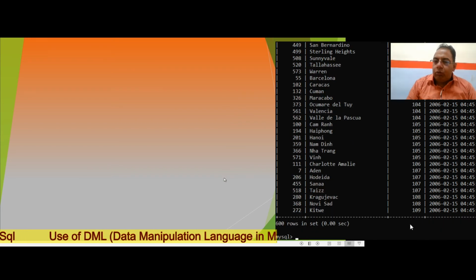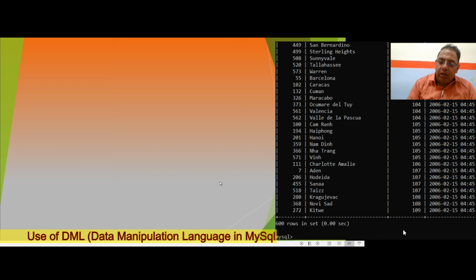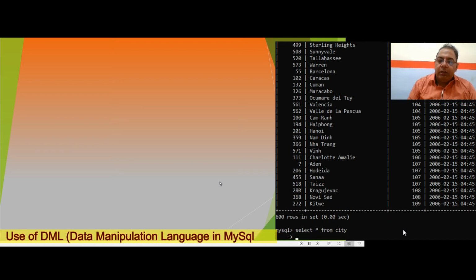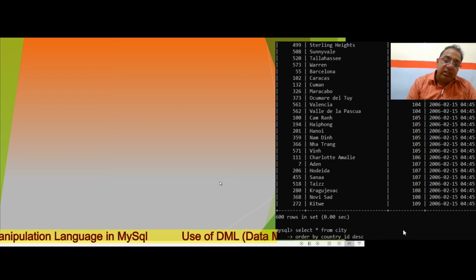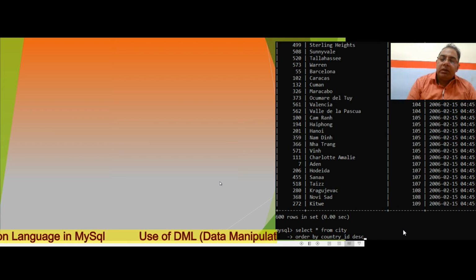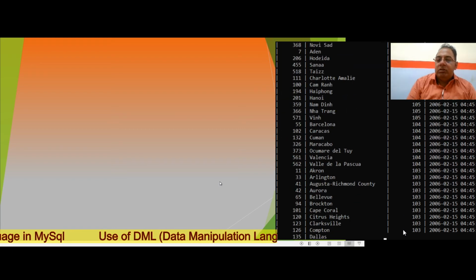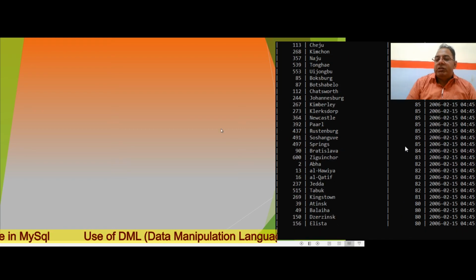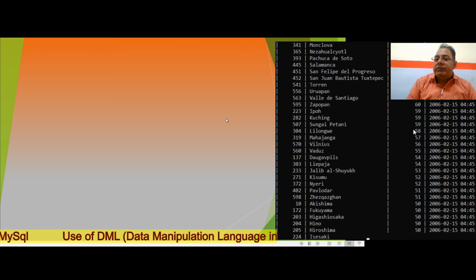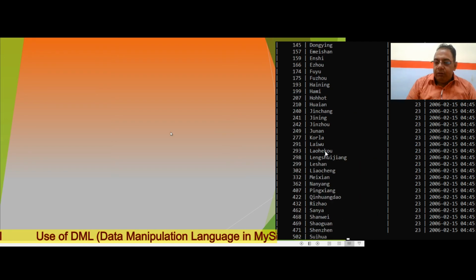If I want to display the same in descending order, I just write order by country ID DESC. DESC means descending. We can use the same command to describe the structure, but here it is used as a subclause. Now it will display the country ID in descending order of the values.